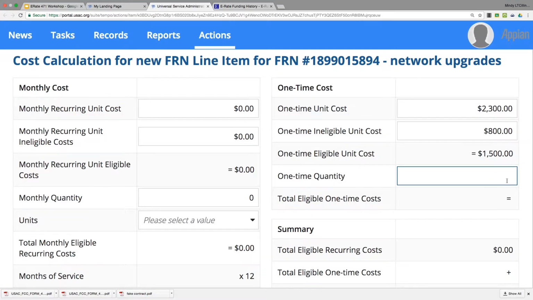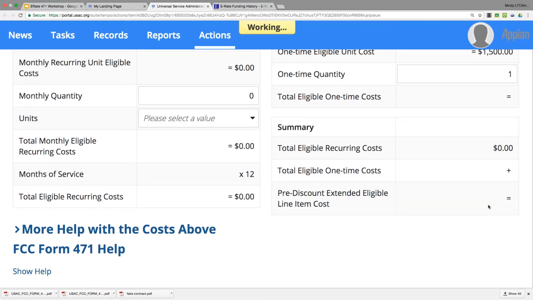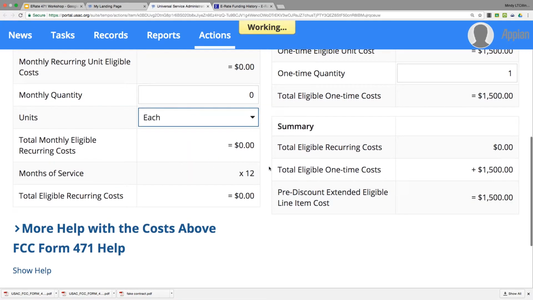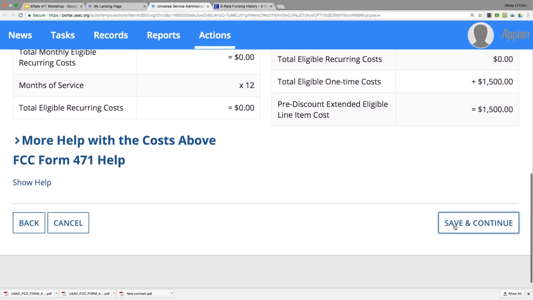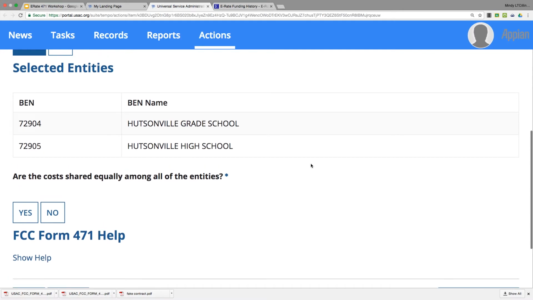So again, with my firewall, I only need one of those for my district. And it is each over here on the left. So I'm almost out of money. It's saying, are these shared equally? I'm going to say yes again and divide that up equally.